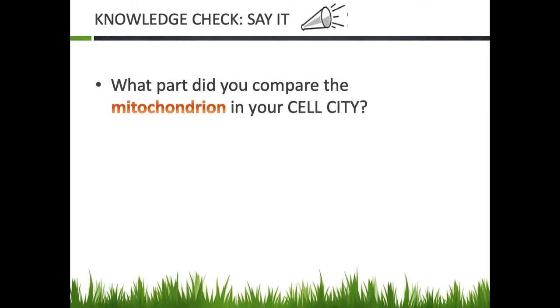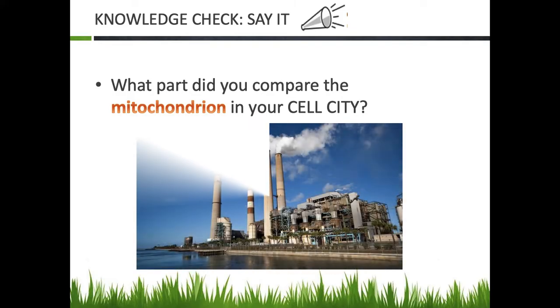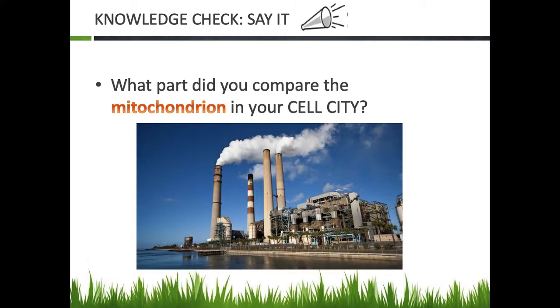Okay, knowledge check. Let's see if you can remember when we did the Cell City project. What part of the city did we compare the mitochondria to? Let's jog your memory a bit. A power plant. The mitochondria in our cells acts like a power plant in a city. It converts one form of energy to another form of energy, and provides energy to the city. Same way, mitochondria provides energy to our cells.